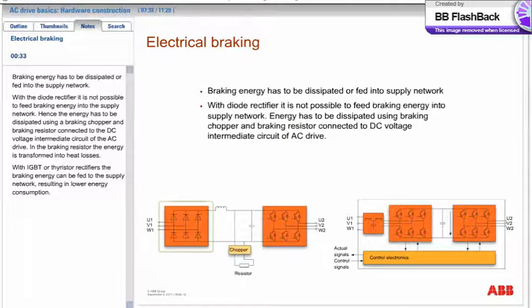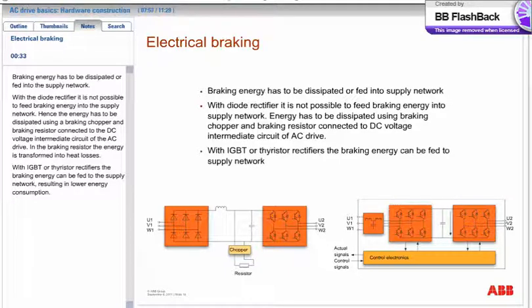With the diode rectifier, it is not possible to feed braking energy into the supply network. Hence, the energy has to be dissipated using a braking chopper and braking resistor connected to the DC voltage intermediate circuit of the AC drive. In the braking resistor, the energy is transformed into heat losses. With IGBT or thyristor rectifiers, the braking energy can be fed to the supply network, resulting in lower energy consumption.